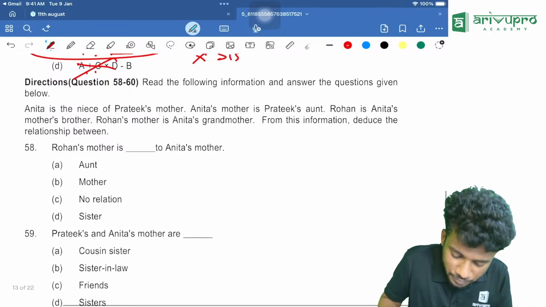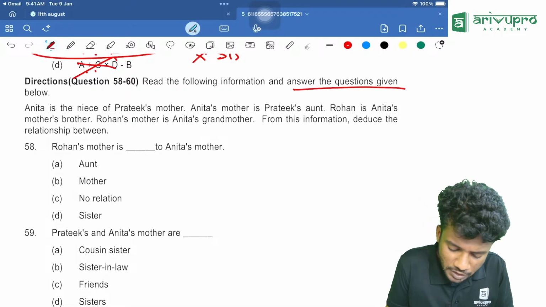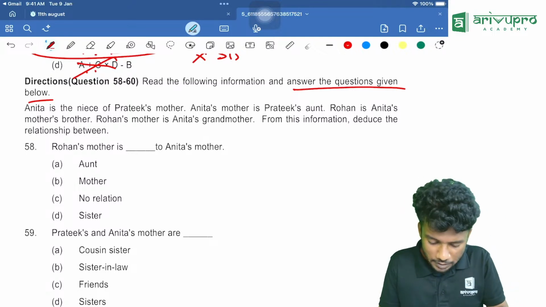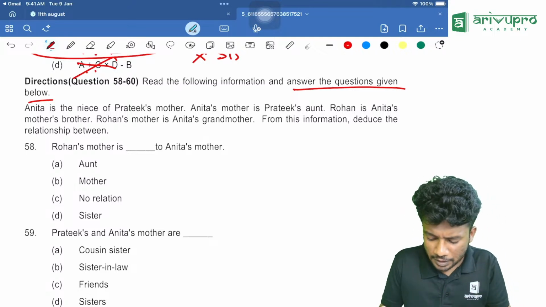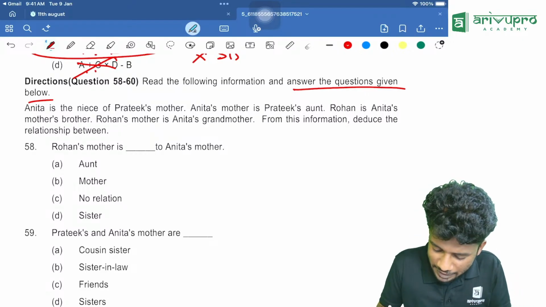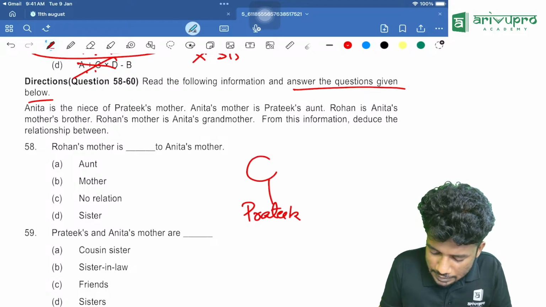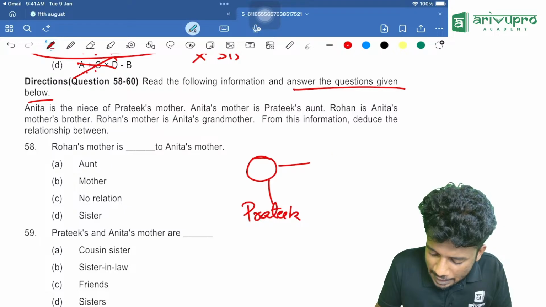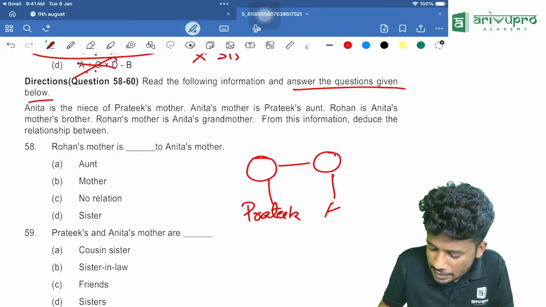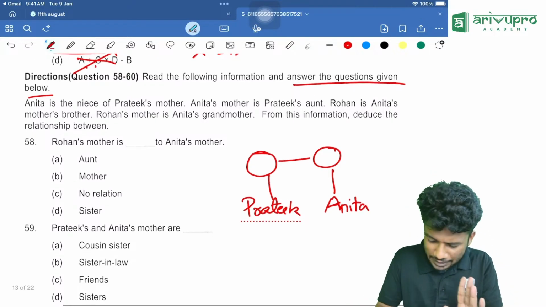Now, read the following information and answer the questions given below. Anita is niece of Pradeep's mother. Then Anita's mother is Pradeep's aunt. From that itself, we can understand that Pradeep is there. Then Pradeep has a mother and that mother has a sister, and that sister is Anita's mother. So Anita will be the cousin of Pradeep. That is the current drawing.